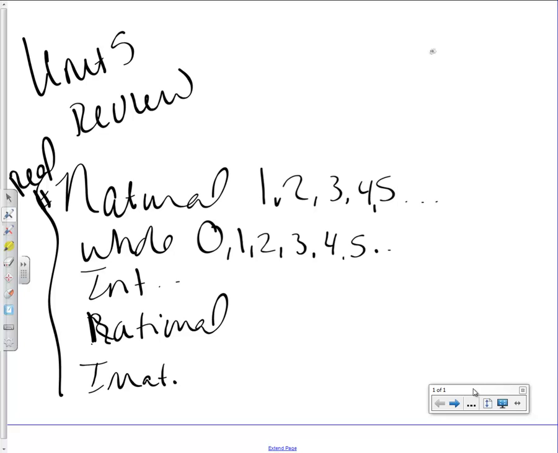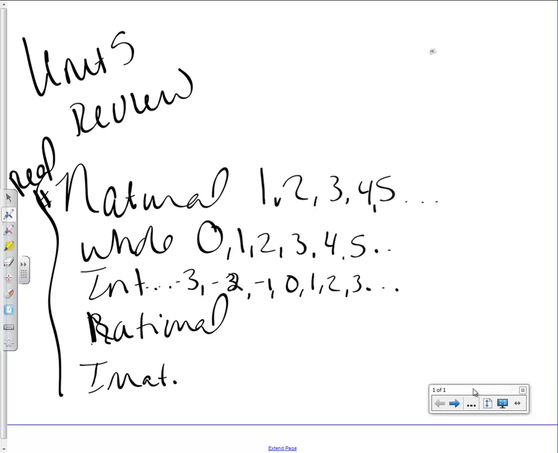Integers are our negative numbers, and then our whole numbers, which is 0, and all of your natural numbers, which are 1, 2, 3, and so on. So I want you to see that with the dot, dot, dot, all the negative numbers keep going and all the positive numbers keep going. But remember that integers, natural numbers, and whole numbers are all whole numbers, okay? They're not decimals, they're not fractions.